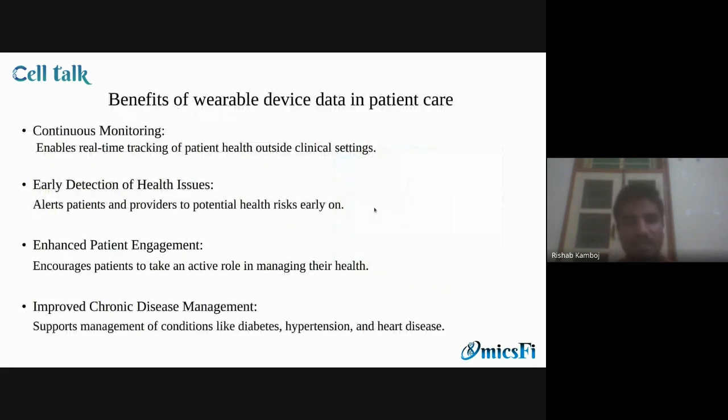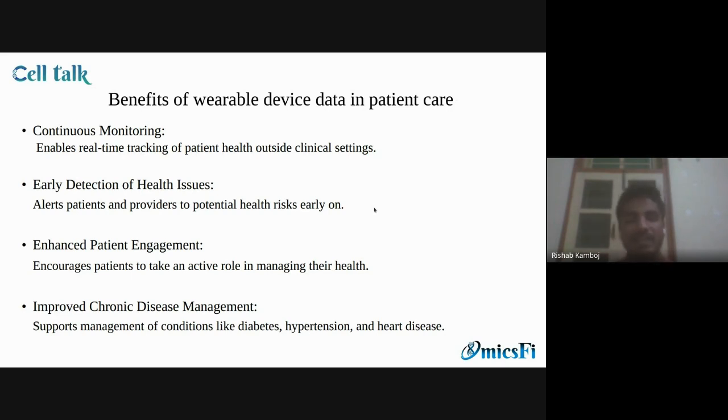Another thing is why we use wearable device data, what are its benefits. The first benefit is continuous monitoring. It enables real-time tracking of patient health outside clinical settings. The patient can manage or take care of his health. We can see the various metrics outside the clinic, let's say at home, at any area, that is, in a remote setting.